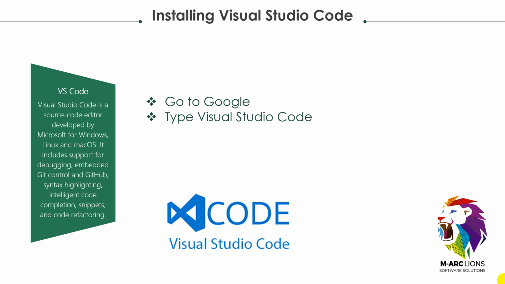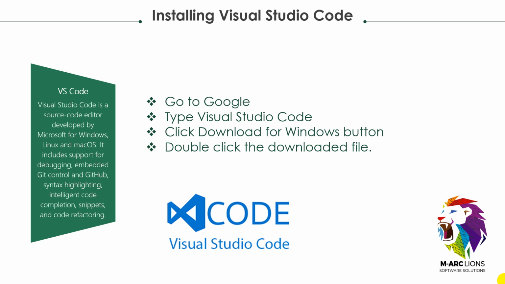First go to Google, then type Visual Studio Code there, open up the first link and go to the official website of Visual Studio Code. Click the download for Windows button, double click the downloaded file and install the setup. And actually it's not going to be too easy, so I'm going to show you a practical demo of how to download and install Visual Studio Code.